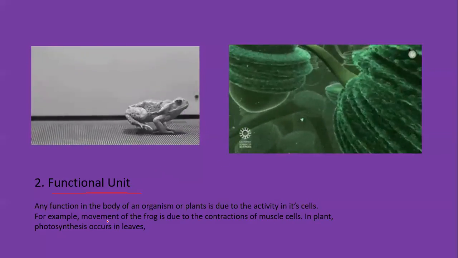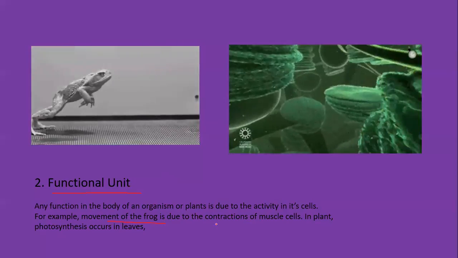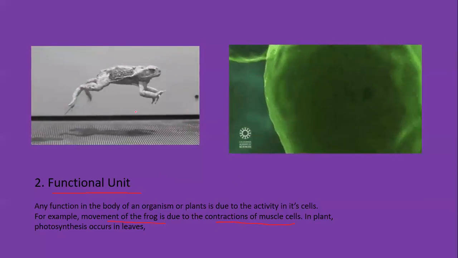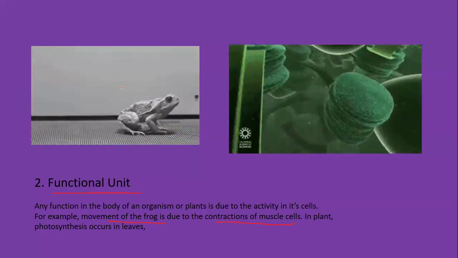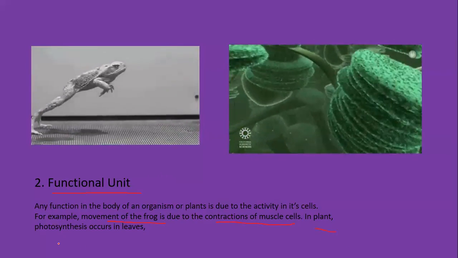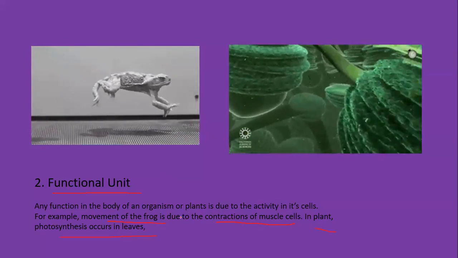For example, the movement of the frog is due to the contraction of muscle cells. Because they contract and relax, the movement is able to be done. In plants, photosynthesis occurs in leaves.